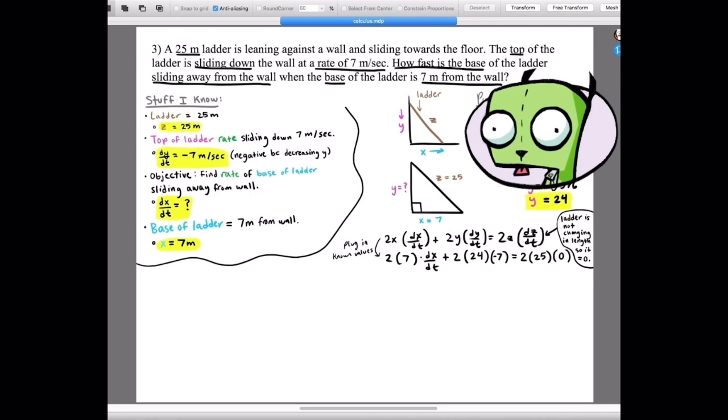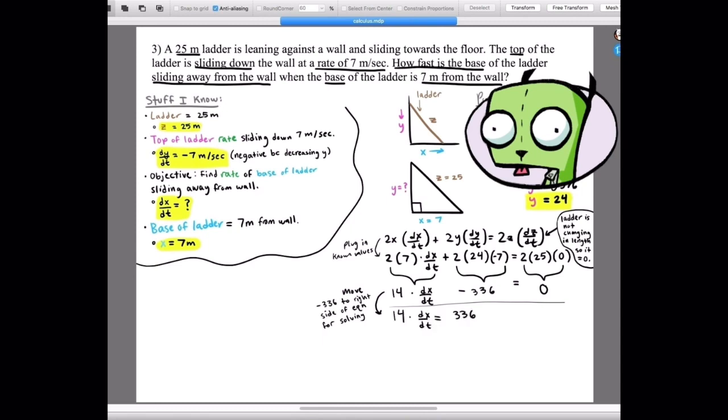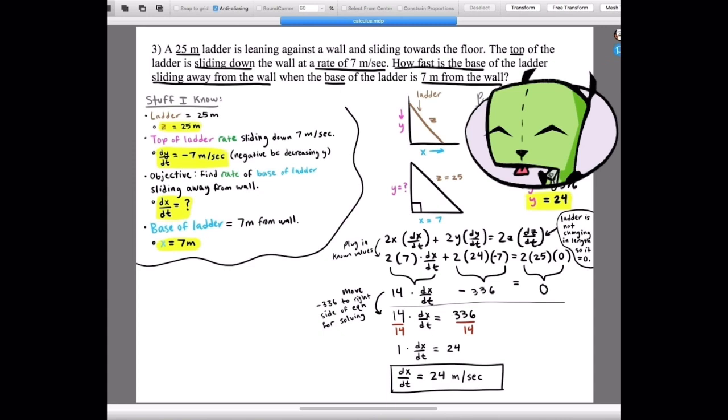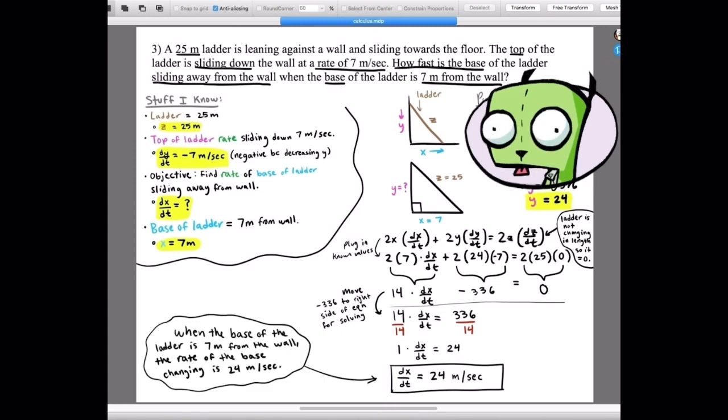Then we multiply what we can, get 14 times dx/dt minus 336 equals 0. Add 336 to both sides of the equation to get it ready for solving. Then divide the equation by 14 on both sides. And in the end you get dx/dt equals 24 meters per second, which essentially says when the base of the ladder is 7 meters from the wall, the rate of the base changing is 24 meters per second.